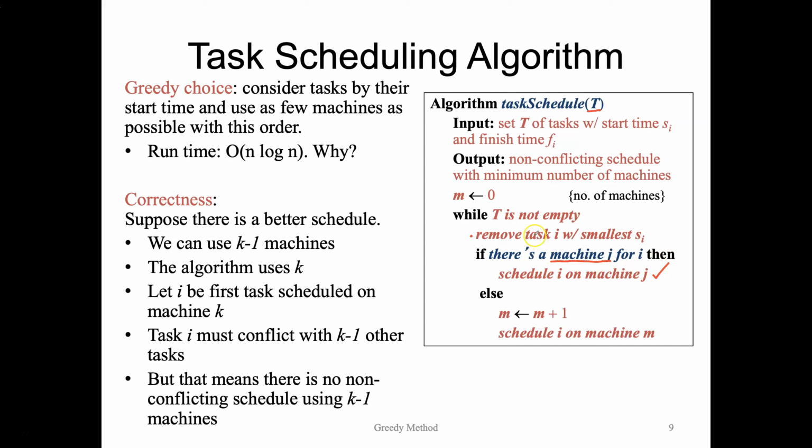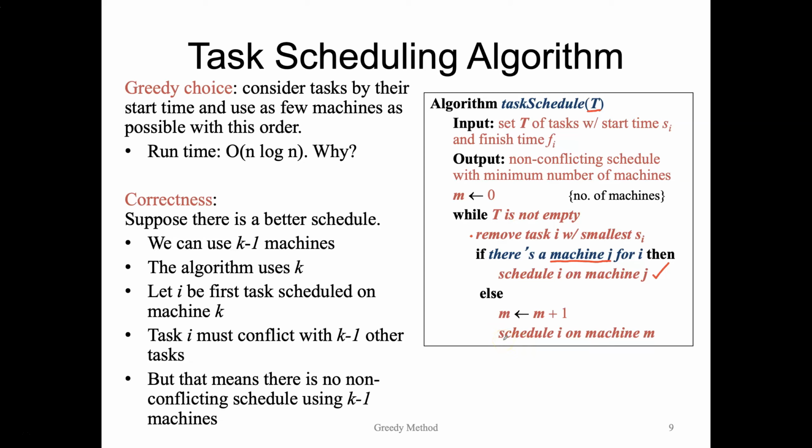But if this task conflicts with all of the other machines that we have already, meaning that during that start and end time, on all of the other machines we have some task which is already scheduled and overlaps with it, then that means we can't possibly use one of the machines we already have. We have to have another one. So in that case, we're going to schedule it on a new machine. We increase m, the number of machines we've got, and we schedule this task on that machine.